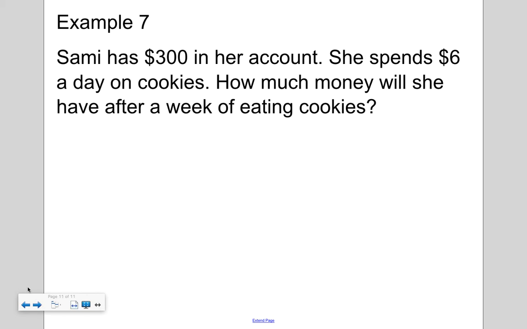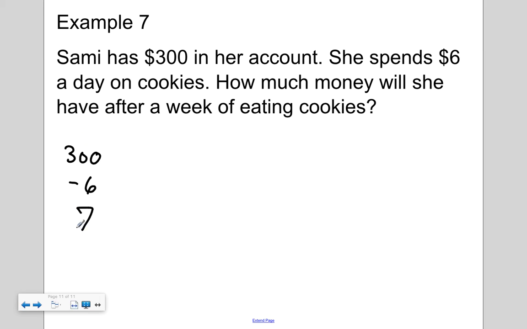Our last example is that Sami has $300 in her account, so that's a positive 300. She spends $6 a day on cookies. How much money will she have after a week of eating cookies? So there's three integers we're dealing with here. In this case, we're going to have a positive 300 because Sami still has money in her account. She spends $6 a day on cookies. That's going to be a negative amount because that's money she's spending. And we want to know how much money she's going to have after a week of eating cookies. Well, there's 7 days in a week.